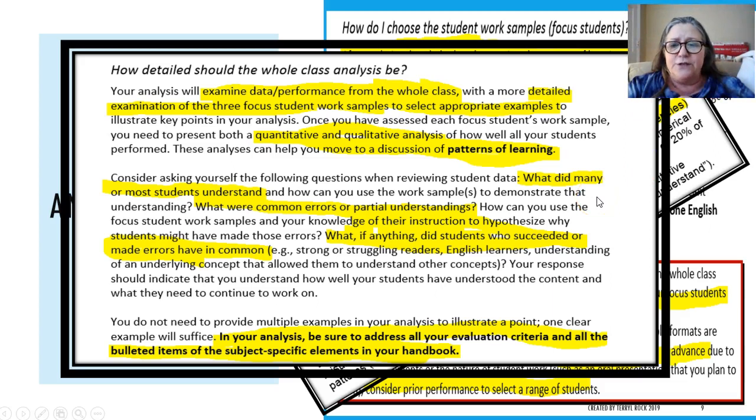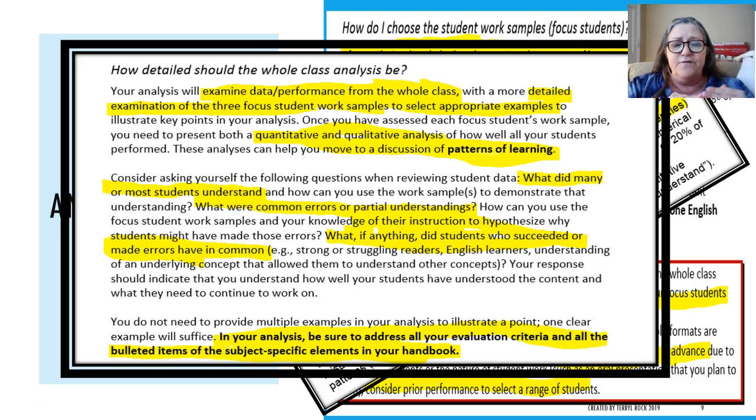So ask yourself these questions. What did many students or most students understand? What were common errors or partial understandings? What, if anything, did students who succeeded or made errors in common have in common with one another? For instance, did you notice a trend among your struggling readers or your strong readers, your English language learners? Was there any strong trends among those? Your response needs to indicate that you understand how well your students have understood the content and what they need to work on.